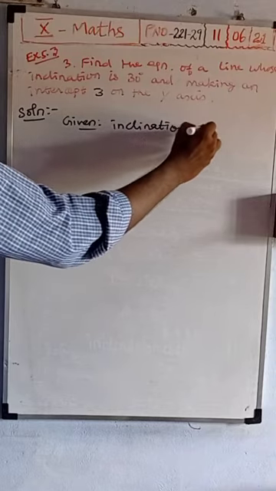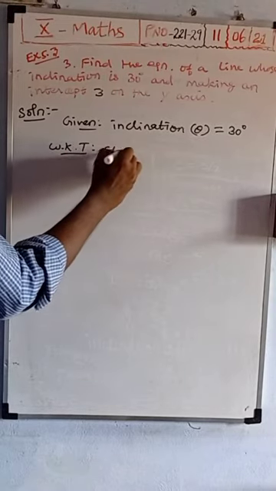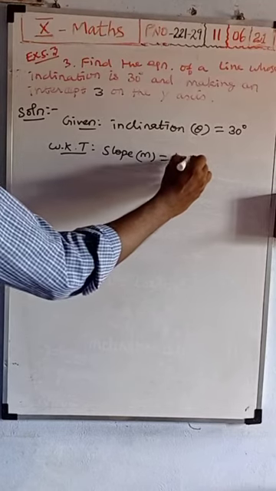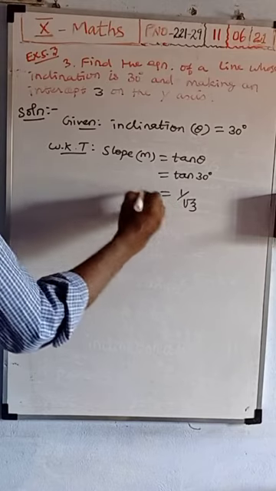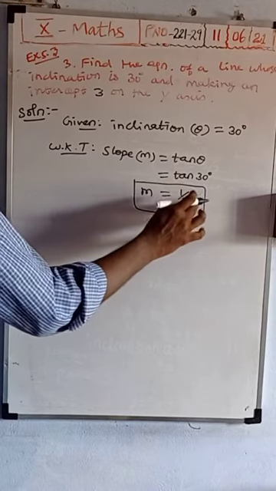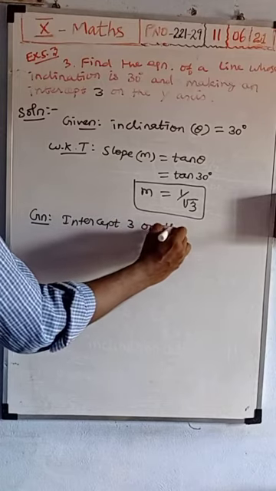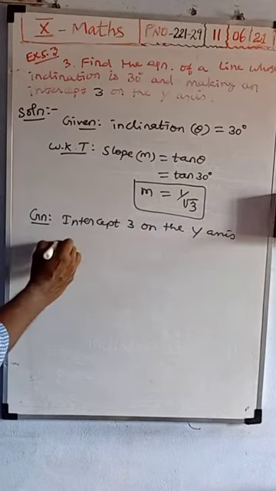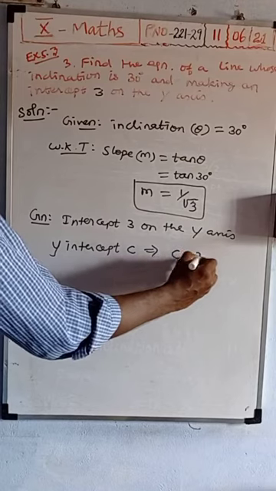So given inclination theta is equal to 30 degree. We know that slope m is equal to tan theta. So tan 30 degree value is 1 by root 3. So m we received is 1 by root 3. Next, here it is given an intercept 3 on the y axis. So y intercept c implies the c value is 3.